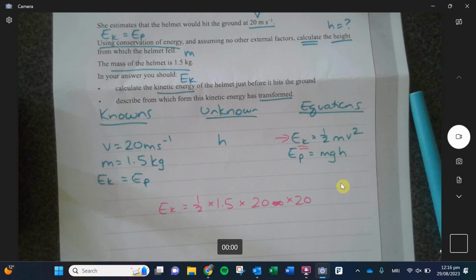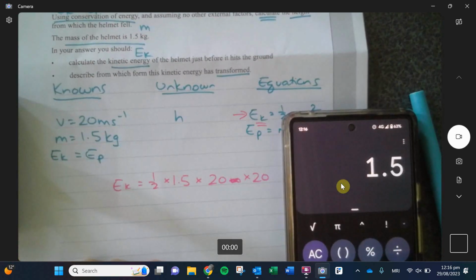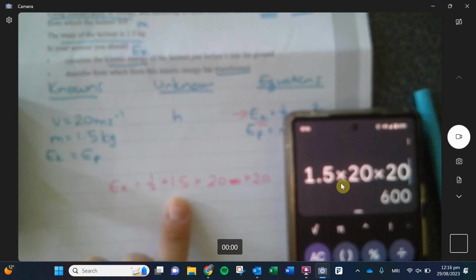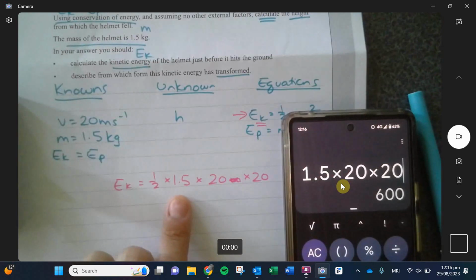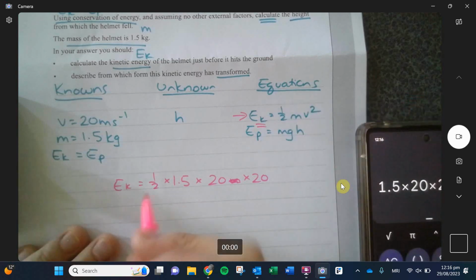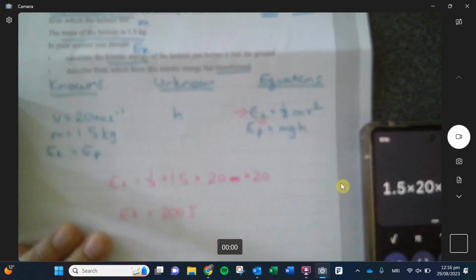All right, taking out my calculator. Make sure you guys have a calculator for the exam. They're not going to let you use your phones. So 1.5 times 20 times 20. And then you can divide it by 2, or you can times it by 0.5, because 0.5 is the same as saying 300. So my kinetic energy equals 300 joules. That's my unit for energy.